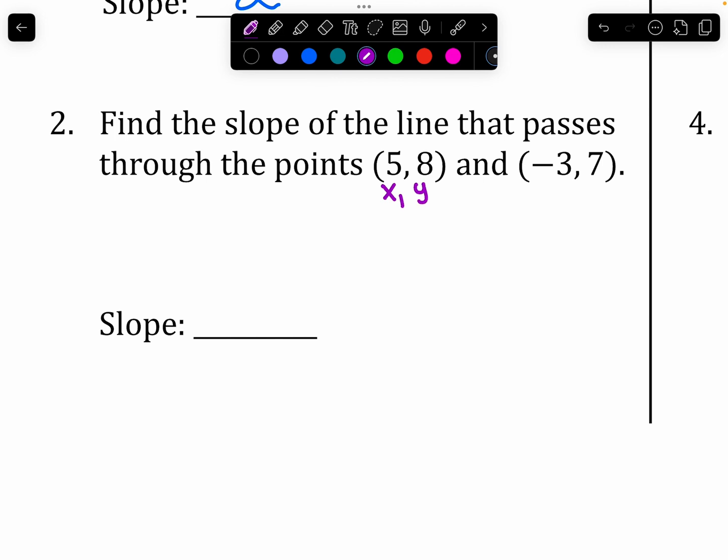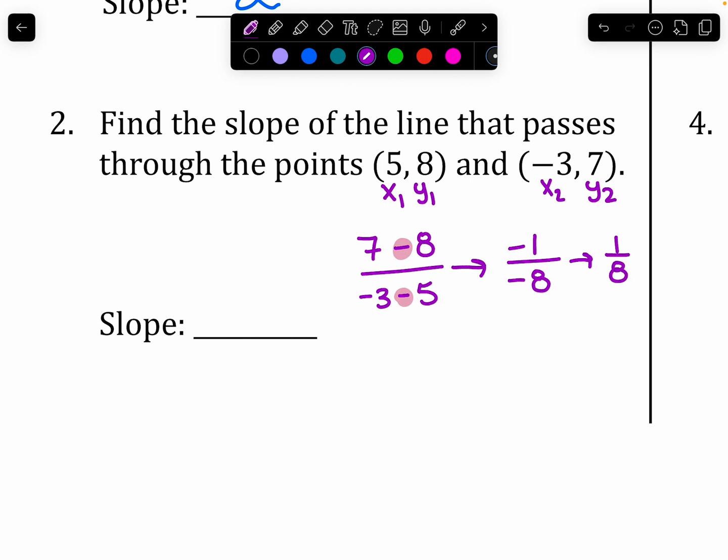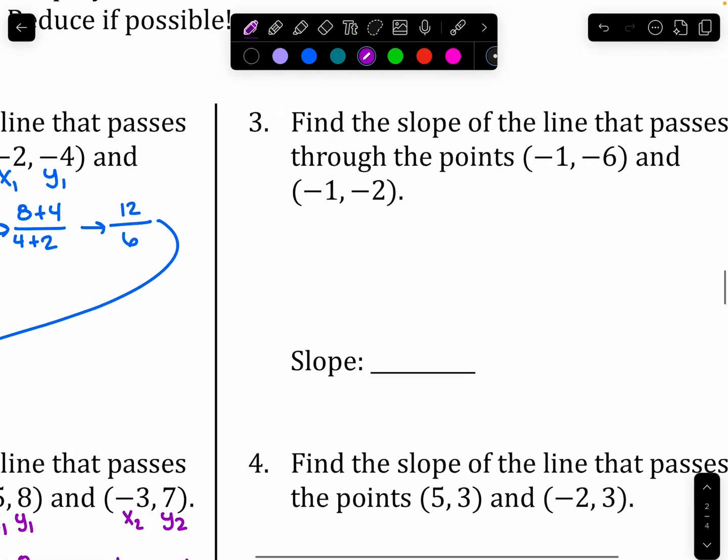Let's do it again. We're going to do it with this example here. We've got our x1, y1, and our x2, y2. So the formula is y2 minus y1 over x2 minus x1. These minus signs are from the formula. I'm going to simplify my numerator. 7 minus 8 is a negative 1, and then negative 3 minus 5 is a negative 8. If you have a negative over a negative, you actually end up with a positive. So my final slope simplified will be a positive 1/8.